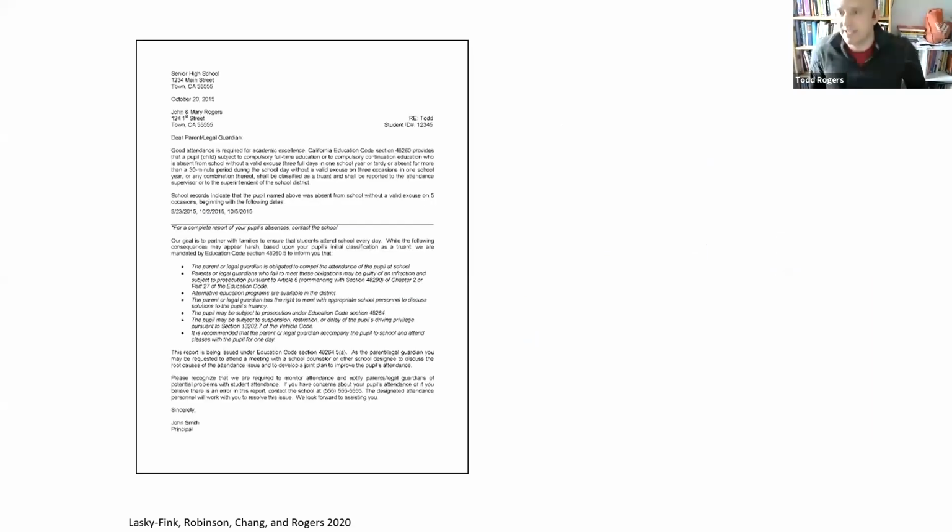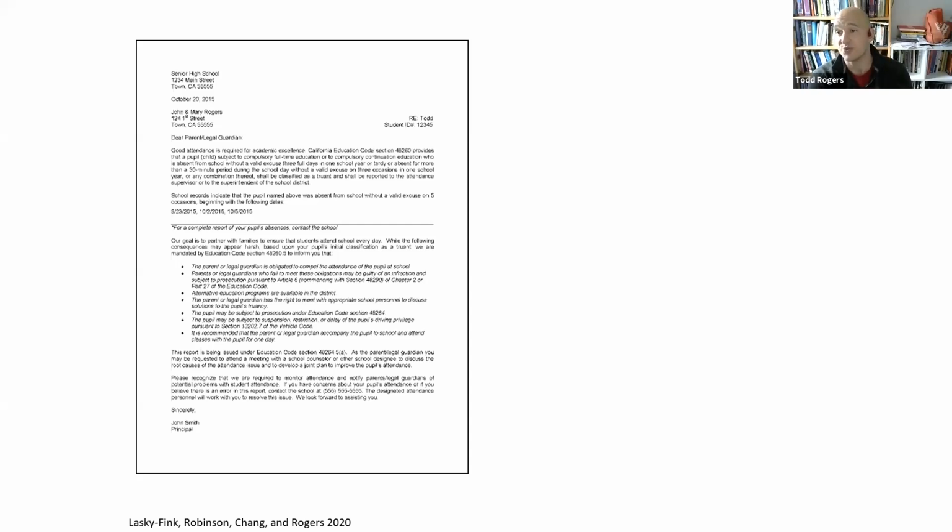Nearly every school district has some version of a notice of truancy that is required to be sent home when a kid misses 3 days or is late 3 days from school. This was the state standard in California. I'll read the first sentence. California Education Code section 48260 provides that a pupil child subject to compulsory full-time education.